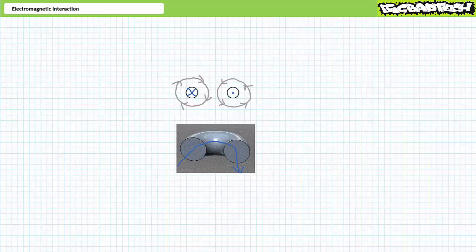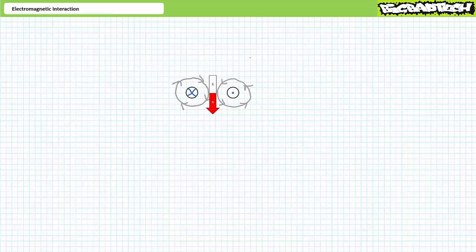Current comes into the loop on the left and out of the loop on the right. As a result, the field on the left rotates clockwise, and the field on the right rotates counterclockwise. Notice how the 2 magnetic fields mutually reinforce each other at the center.